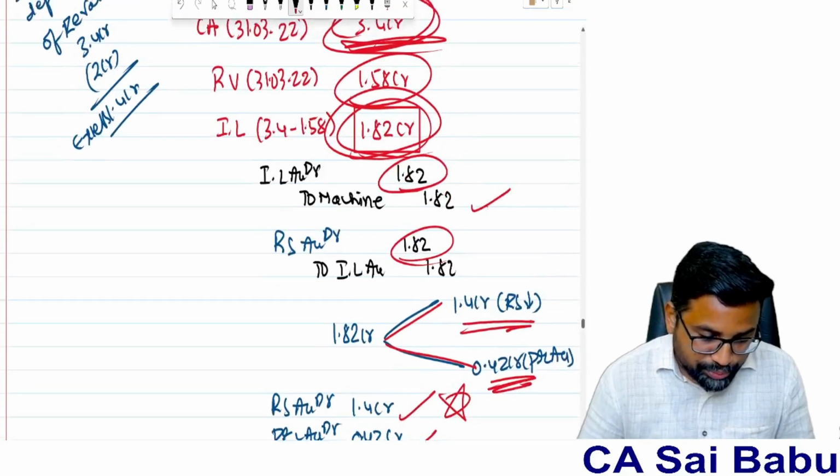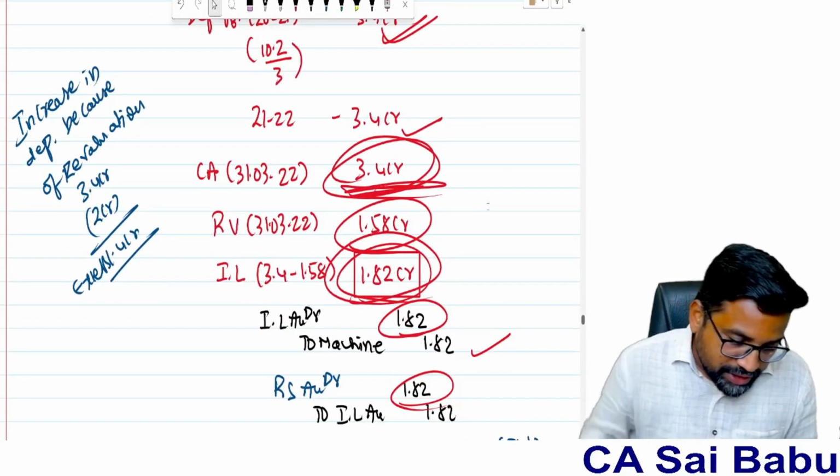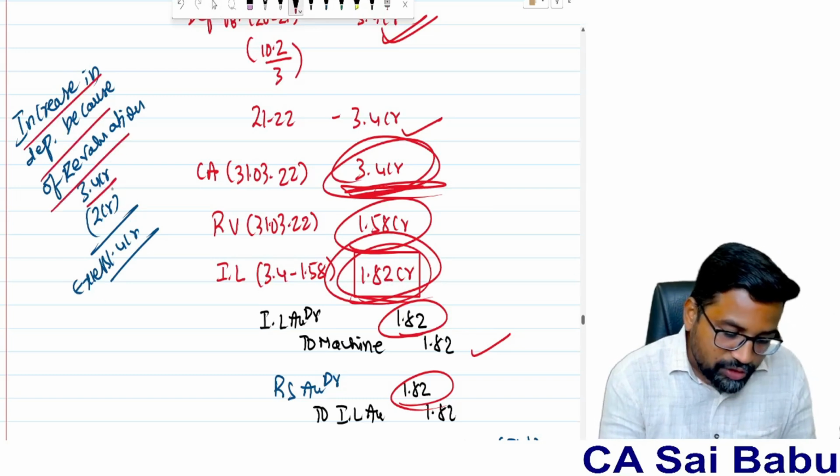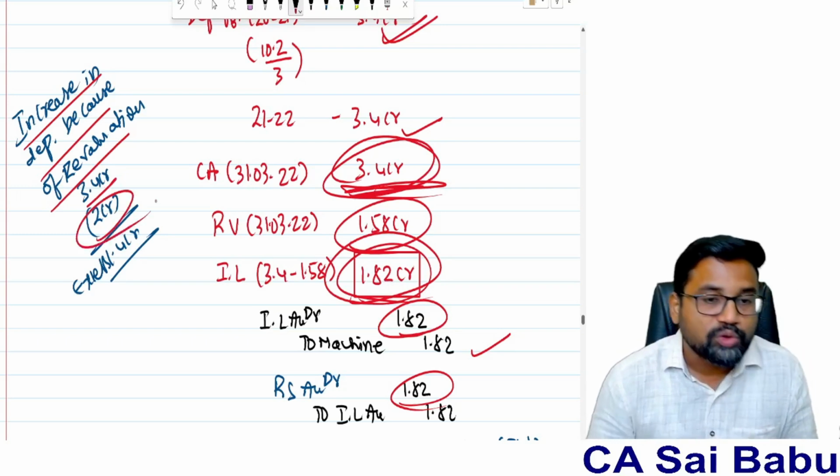Balance we charge it to P&L account. So increase in depreciation because of revaluation surplus. So 3.4 is the depreciation amount, right? Normal depreciation is only 2 crores.